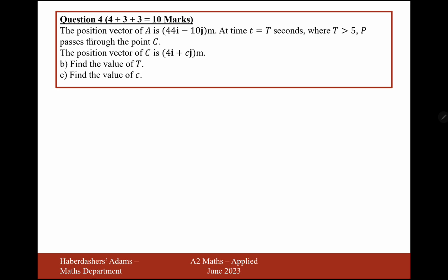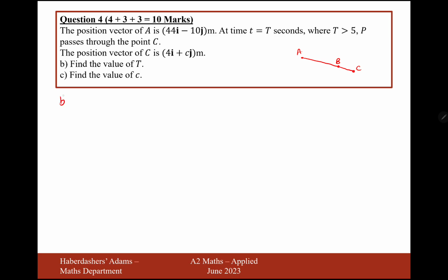The position vector of A is 44i minus 10j. At time t seconds, where t is greater than or equal to 5, P passes through the point C. Okay, so this particle here is going from A to B, and then some point further onwards from there is C, because t is greater than 5. The position vector of C is 4i plus cj. Find the value of t.